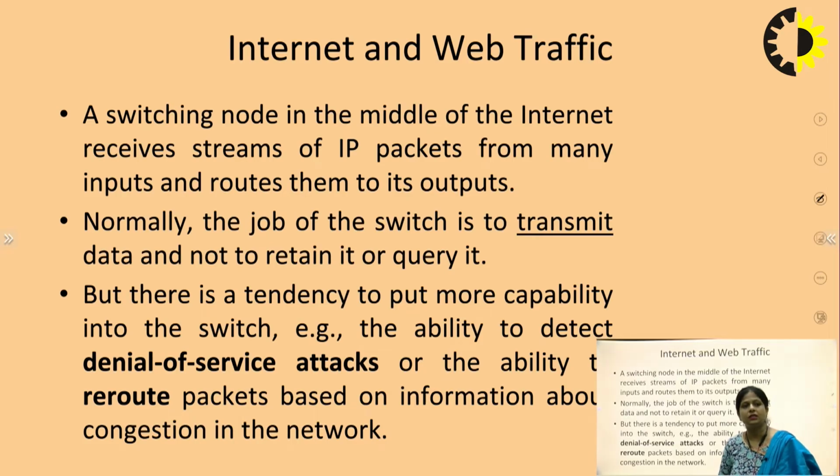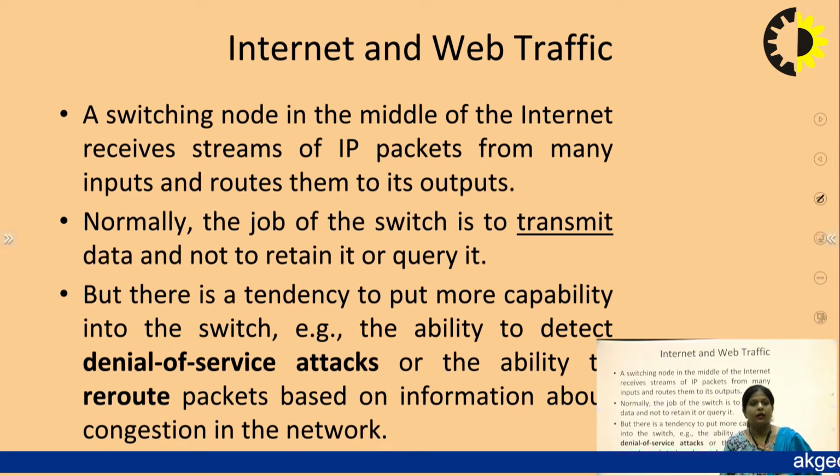Next example, we can consider internet and web traffic. A switching node in the middle of the internet receives streams of IP packets from many inputs and routes them to its output. Normally, the job of the switch is to transmit the data and not to retain it or to query it. But here, there is a tendency to put more capability into the switches, like the ability to detect a DOS attack, that is a denial of service attack, or the ability to reroute packets based on information about congestion in the network. Fine.